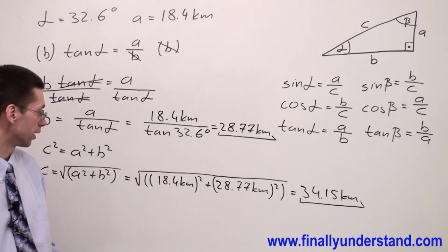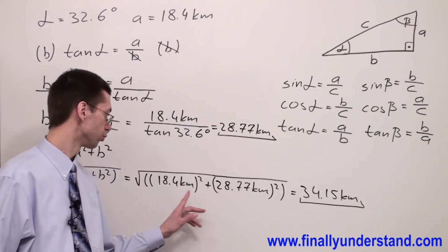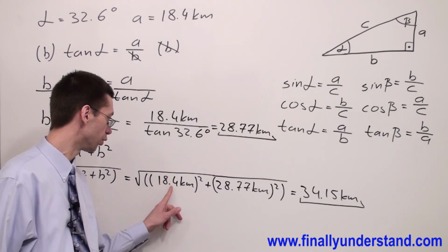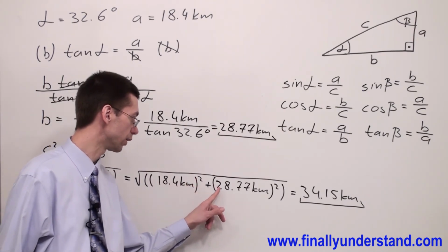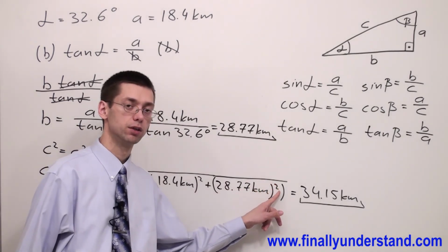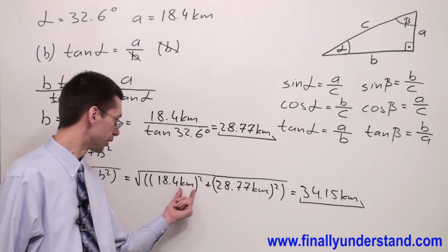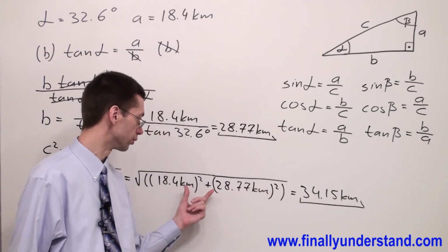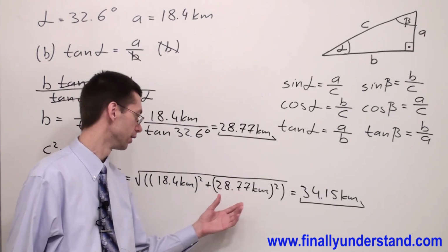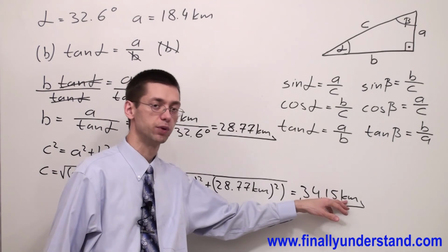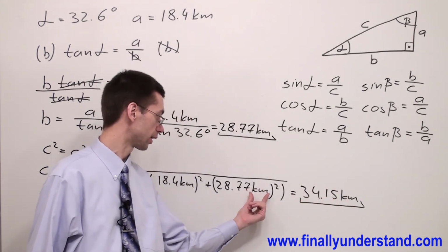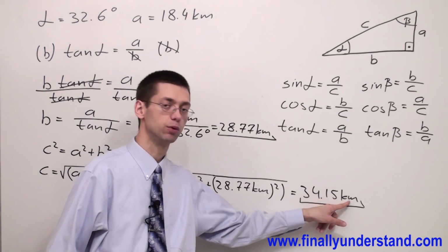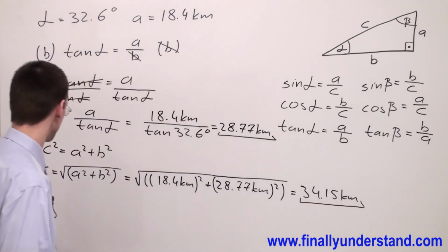Please notice that if you enter these values into the calculator, you're not supposed to enter the kilometers, okay? You're supposed to just simply enter 18.4 to the second power plus 28.77 to the second power, okay? You just keep in mind that the unit of length has to be there just in order to make this equation looking professional and remind you that the final answer has to be expressed in kilometers. Don't try to look at the calculator and try to find the kilometers up there. Just simply enter the numbers and end up with the proper unit of measure. So this is my side C.